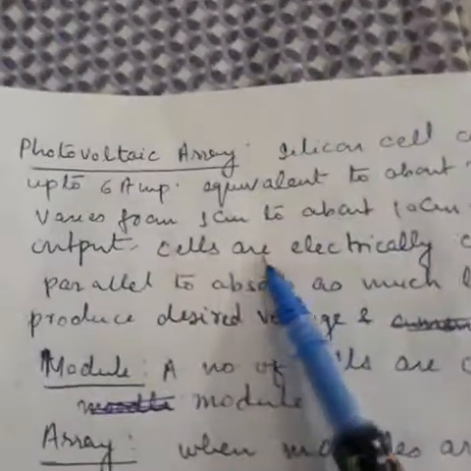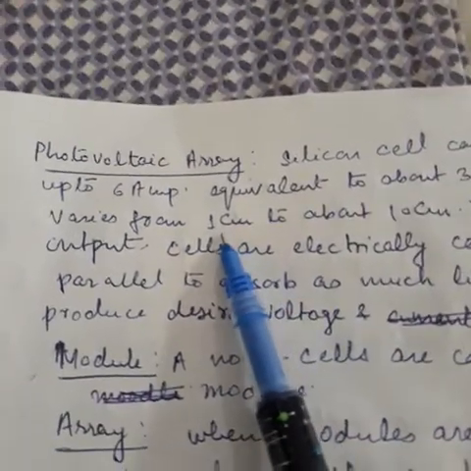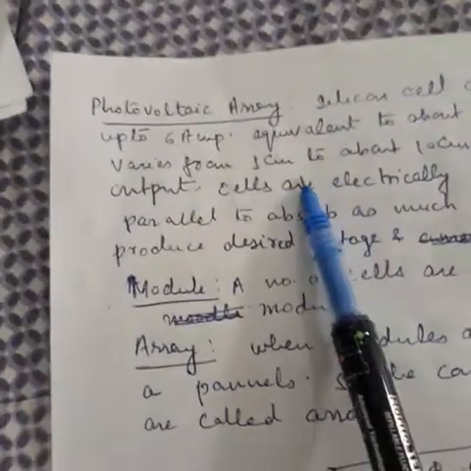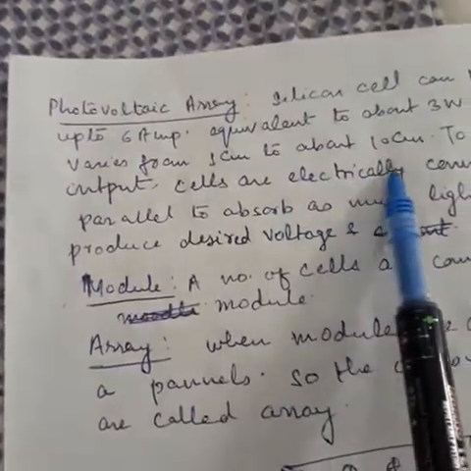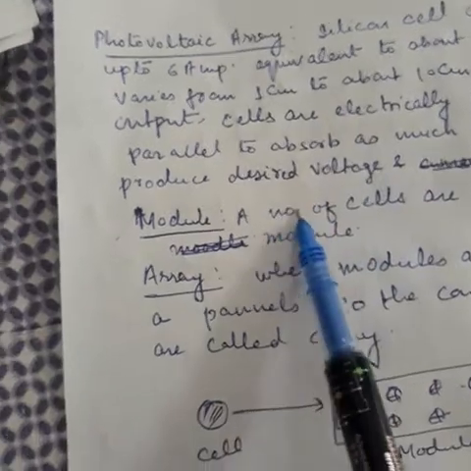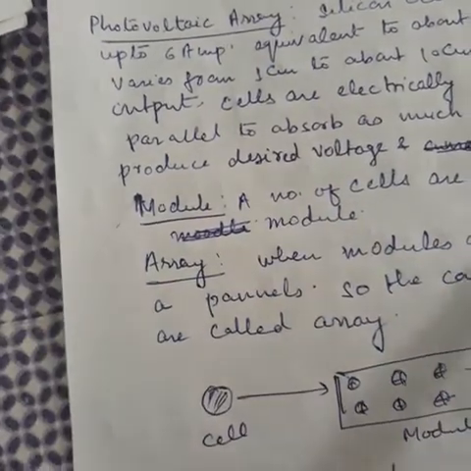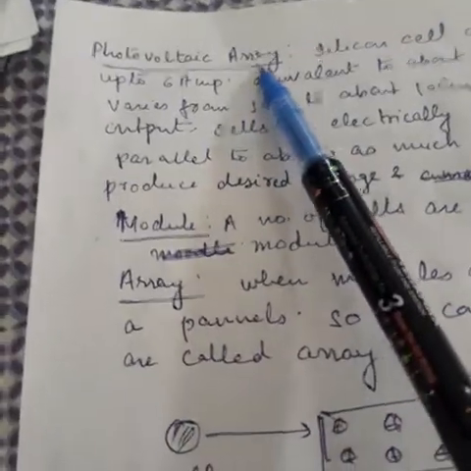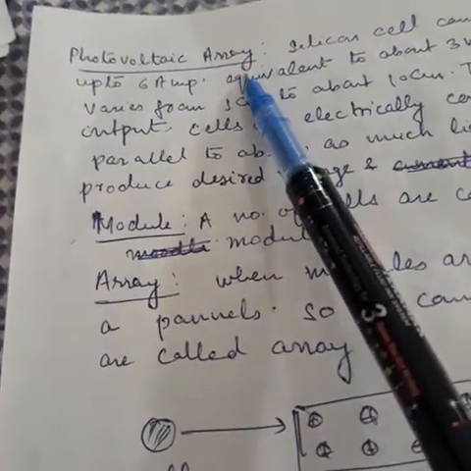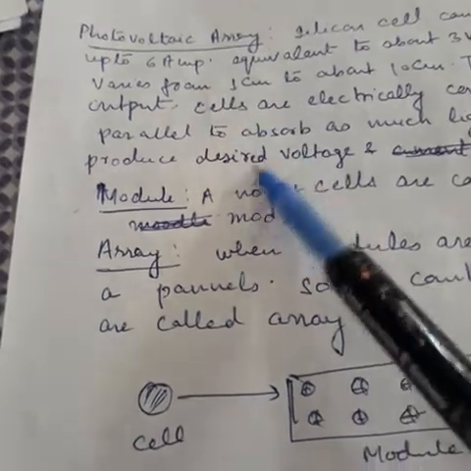So there is a very small thickness of the cell. It occurs between 1 centimeter to 10 centimeter, so that the desired voltage and current is obtained. To understand the working of the photovoltaic array, we discuss what is a module and what is an array.